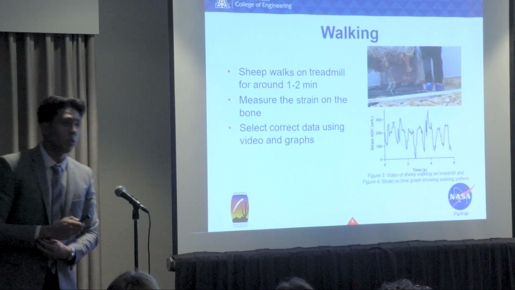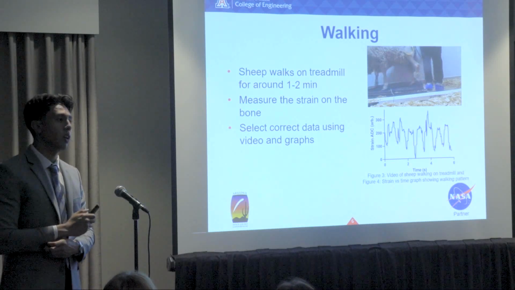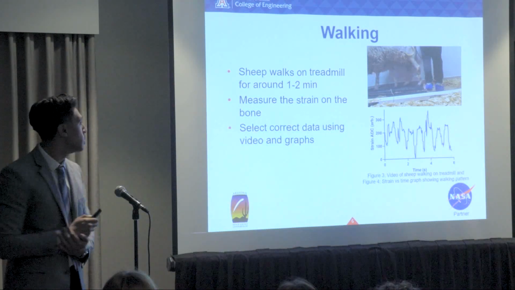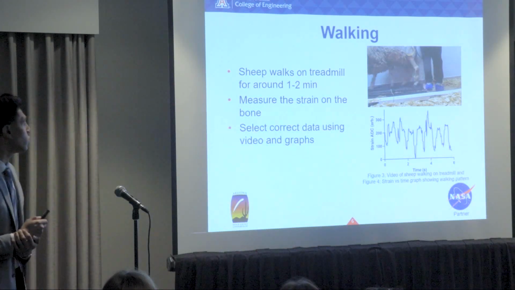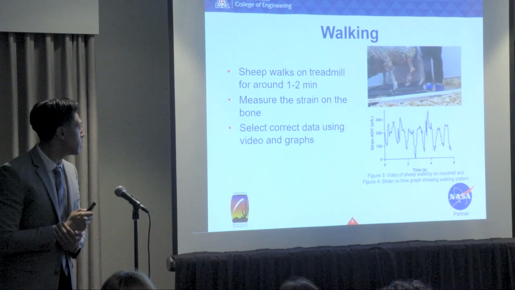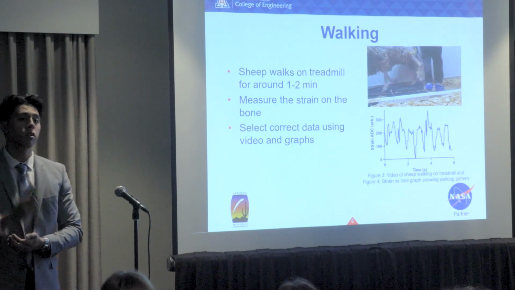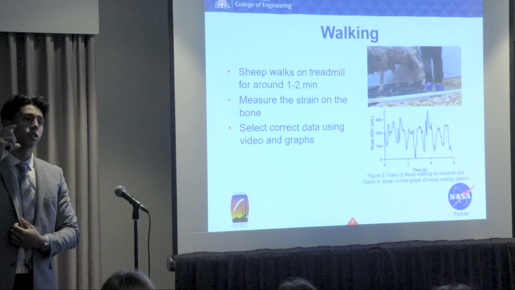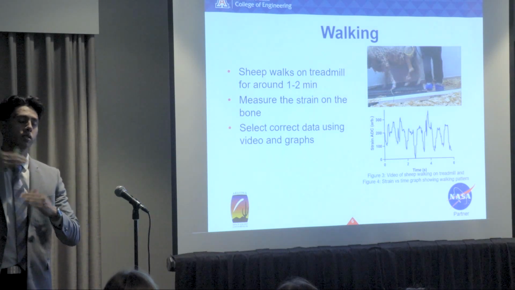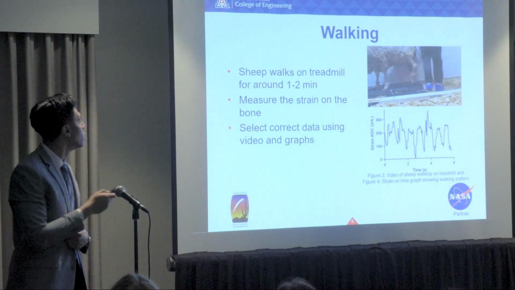Okay, so to the walking of the sheep, we walk the sheep for 1 to 2 minutes, and we set the speed to be constant for every sheep so that we have the data to be the same. We measure the strain data on the bone, and as you can see on the bottom, that is an example of the strain versus time that we collect. And then what we do is we measure the peak to peak of that strain data in order to record how much that max strain was, and that's what we collect every day for a certain period of time.